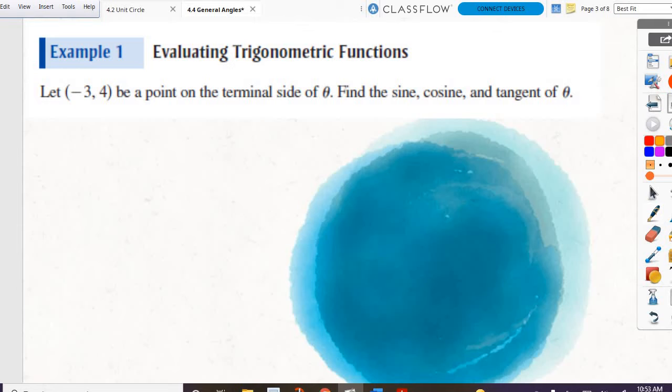It says, let (-3, 4) be a point on the terminal side of theta. Find sine, cosine, and tangent of theta. What might it be helpful to do? Graph it. Draw a pretty picture.